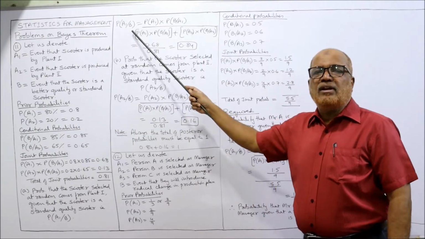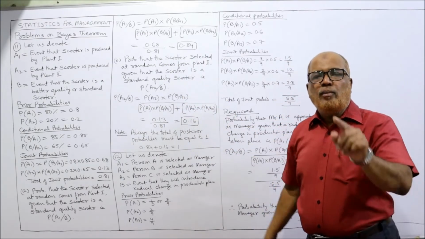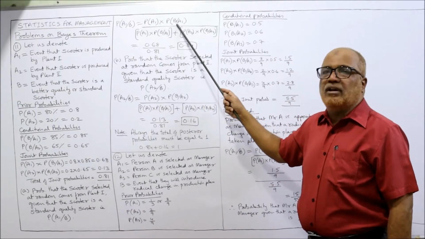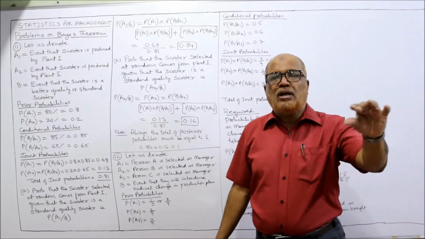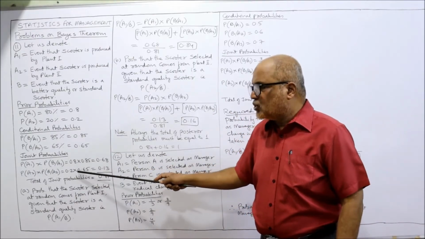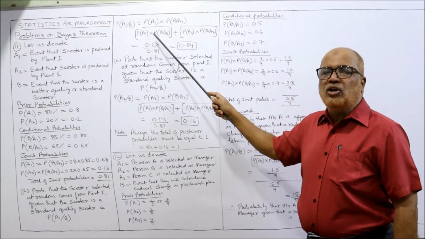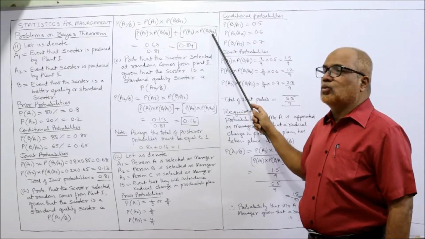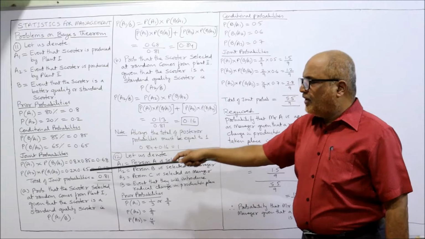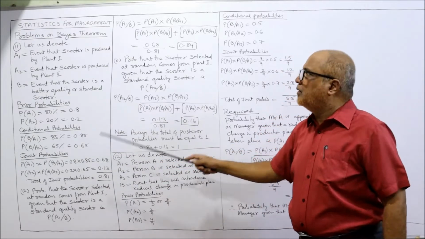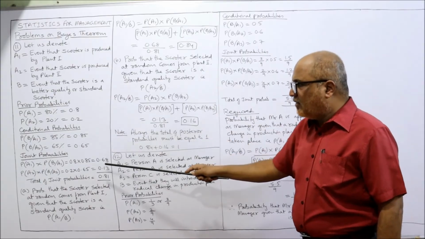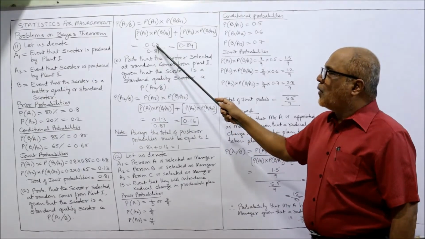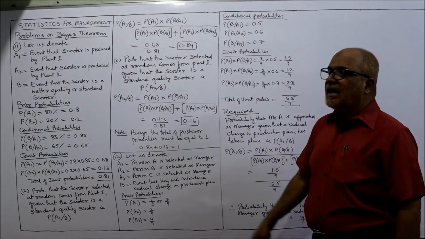So formula: P of A1 given B is equal to, numerator will take the joint probability P of A1 into P of B given A1, and denominator will take the total of the joint probabilities. That means P of A1 into P of B given A1 plus P of A2 into P of B given A2. So already we have multiplied, we got the joint probability and total of joint probability. So P of A1 into P of B given A1 is 0.68 and the total of the joint probability is 0.81. So 0.68 divided by 0.81, you will get 0.84.